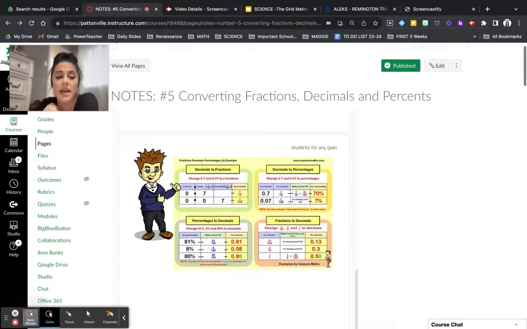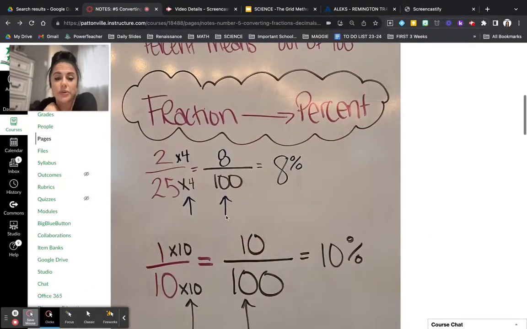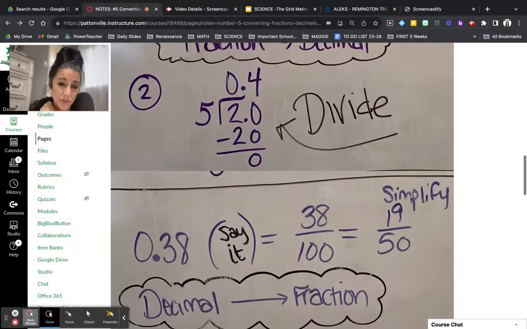and how you can refer back to your notes and what's written in Canvas and in your own math notebooks to help guide you. I hope this helped.